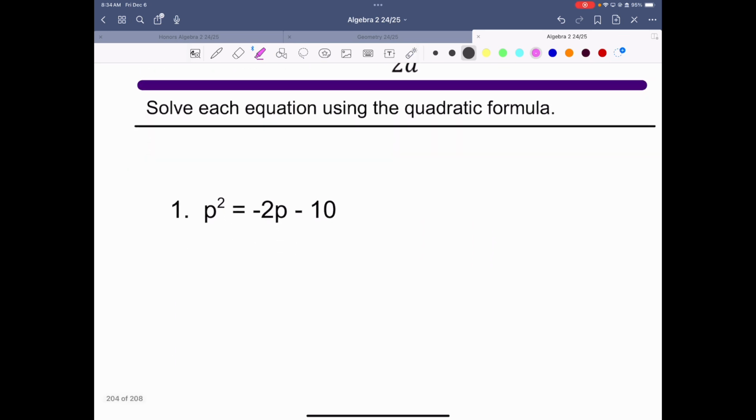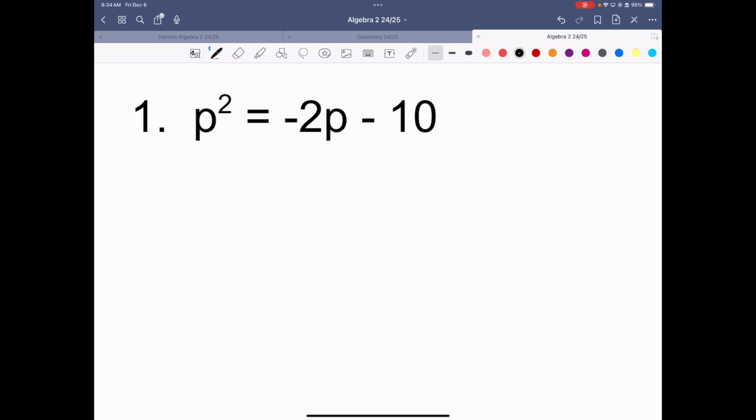So let's do some problems. The first one we're going to look at is p squared equals negative 2p minus 10. And we're going to solve this using the quadratic formula. So remember, step one when you're doing the quadratic formula is you need to put it in standard form. Standard form is ax squared plus bx plus c is equal to 0. Now, one thing we didn't talk too much about the other day, because some of you are probably looking at this and saying, oh, I can move the p squared to the other side and have negative p squared minus 2p minus 10. Yeah, don't do that. Try to make your a value positive as much as you possibly can. It just makes life a little bit easier.